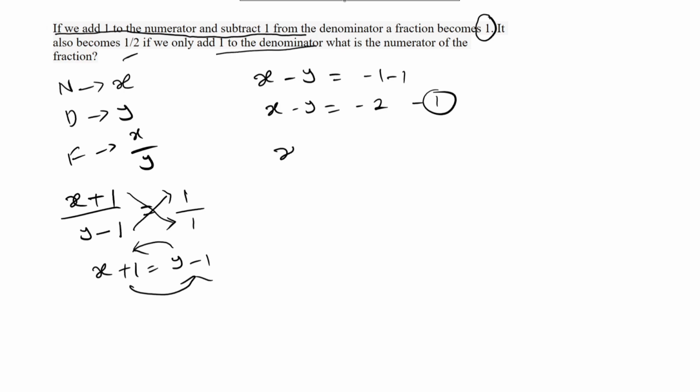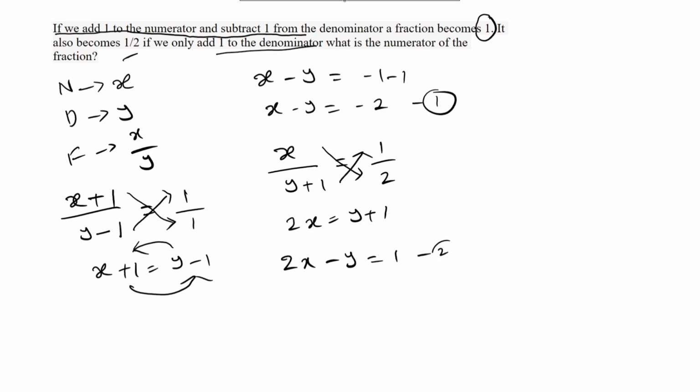Our fraction is x by y. Now here only 1 we are adding to the denominator, nothing is being added to the numerator. Then the fraction will be equal to 1 by 2. As usual, again cross multiplication: x into 2 is 2x equals y plus 1 into 1 is y plus 1. Taking y to the left side, 2x minus y equals 1. This is equation number 2.